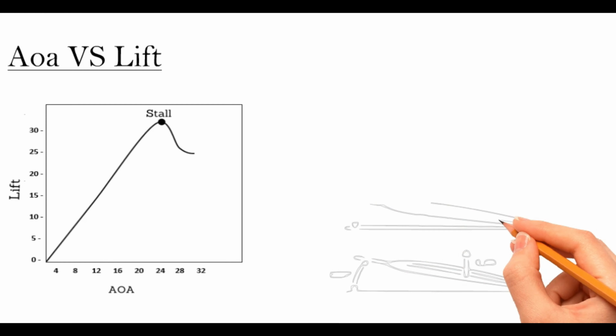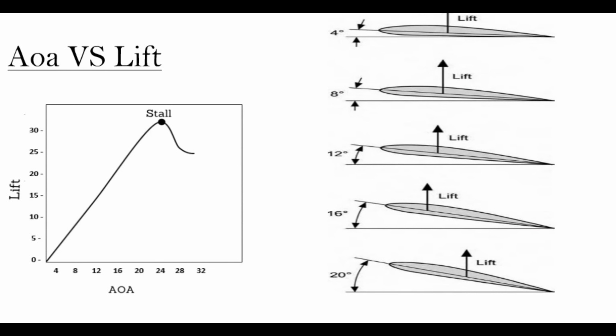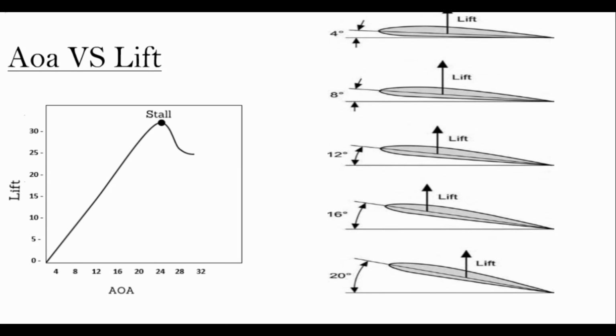The next is the impact of angle of attack on lift. If you change the angle of attack of the airfoil, the lift keeps on increasing. You can observe on the graph that the lift keeps on increasing with angle of attack until the stall point is reached.